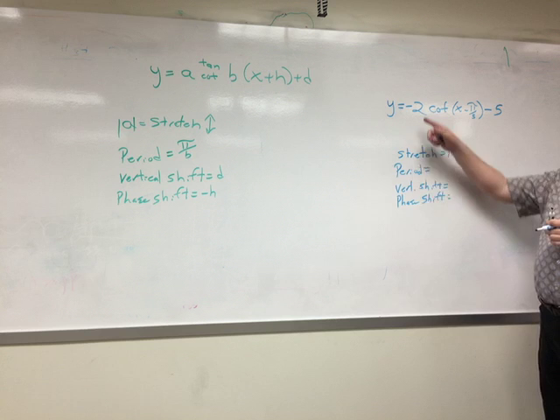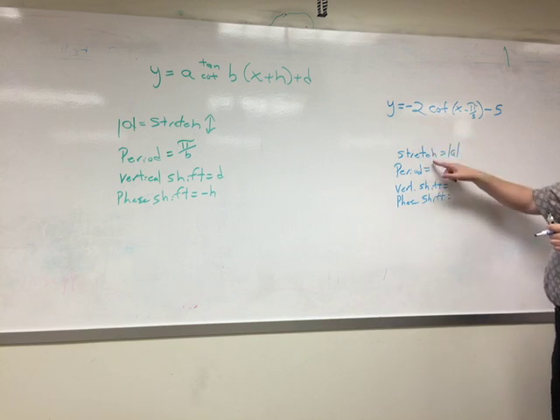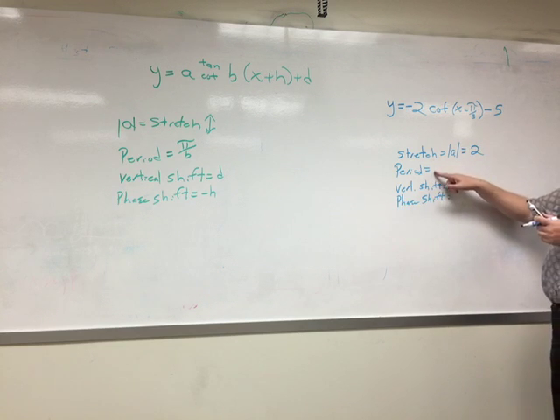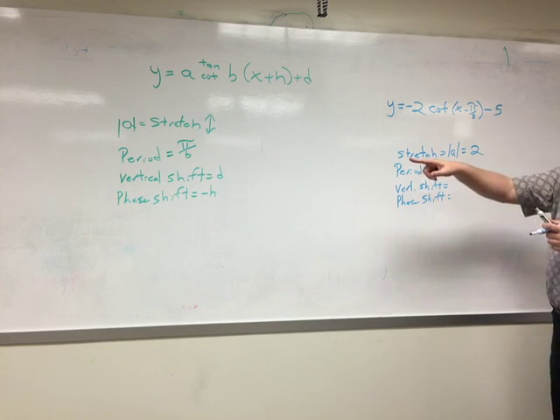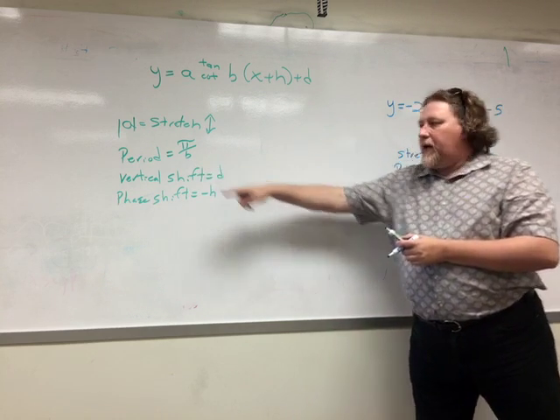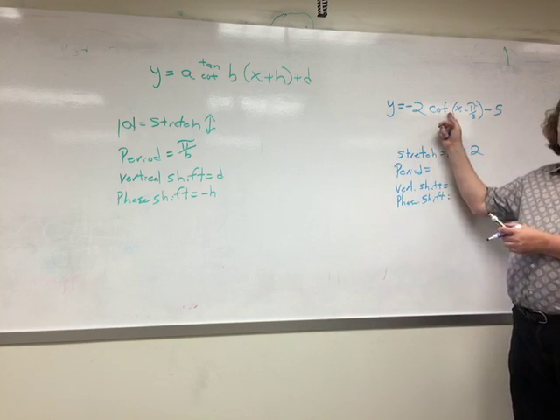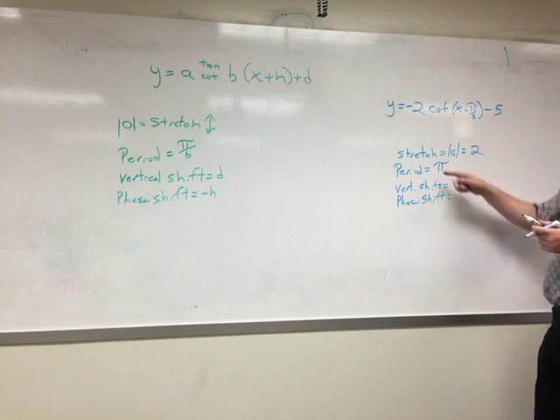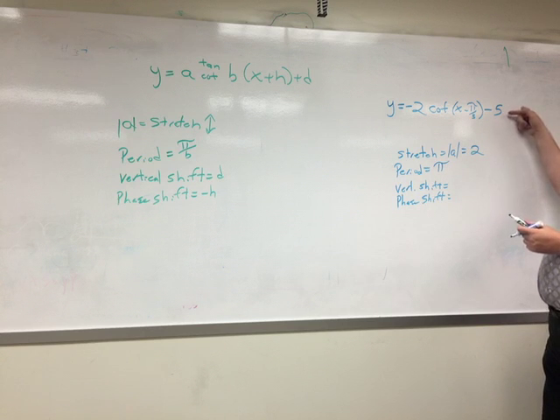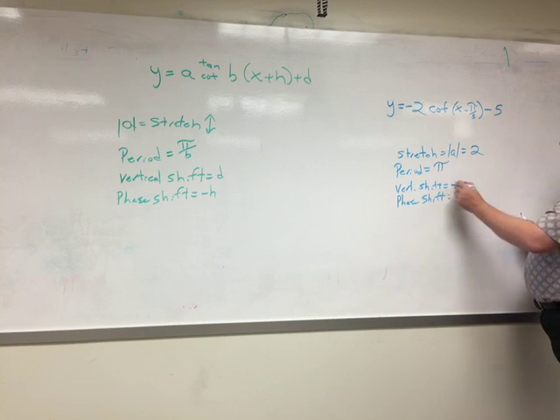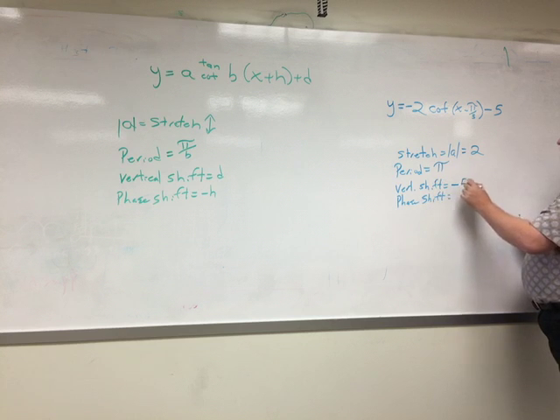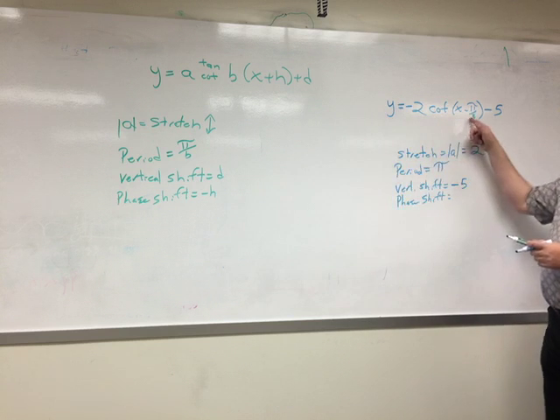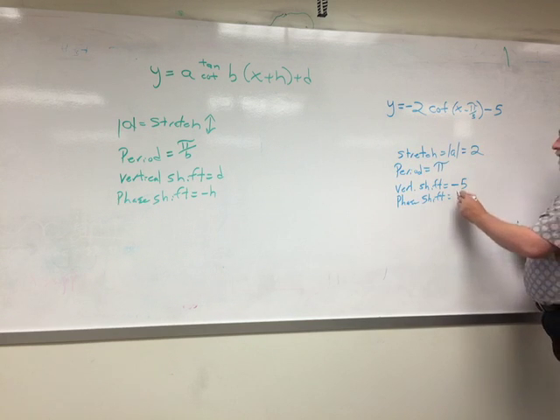Okay, so going through the parts, I have a -2 as my a, so my stretch is the absolute value, which is 2. My period is pi divided by b. Now I don't see a number here, so I know b is 1. So I have pi divided by 1 equals pi. My vertical shift, of course, is this number right here being added or subtracted. So my vertical shift is -5. And my phase shift is the opposite of h, so my phase shift is positive pi over 3.